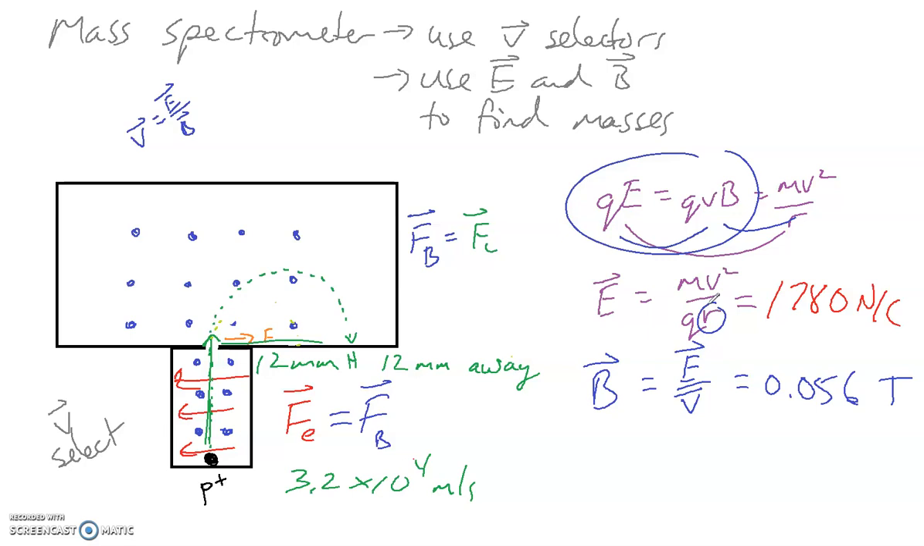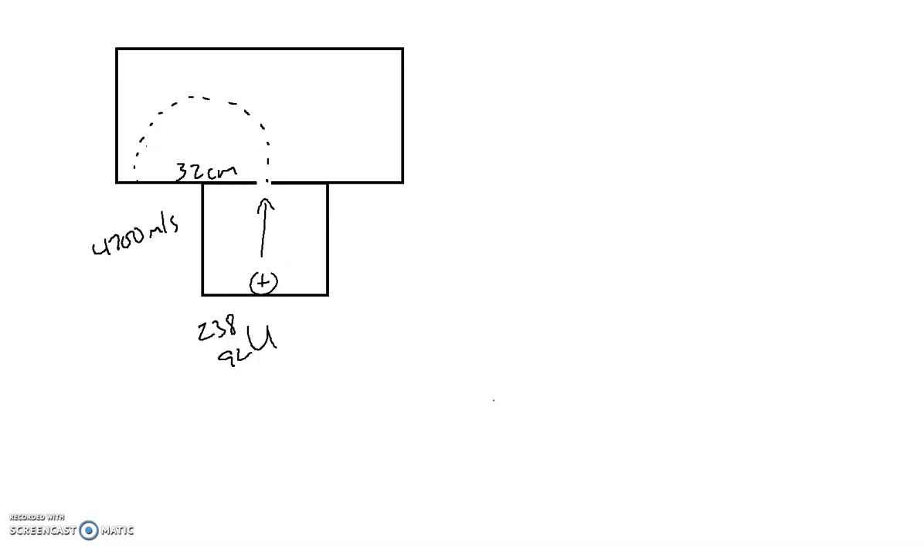I actually find this a lot easier than some of the electric field stuff that you guys have done. So let's try another one and practice that as well. For this one, we have a uranium-238 nucleus shooting at 4,700 meters per second, and it hits 32 centimeters away. Again, let's find the fields, including drawing them.